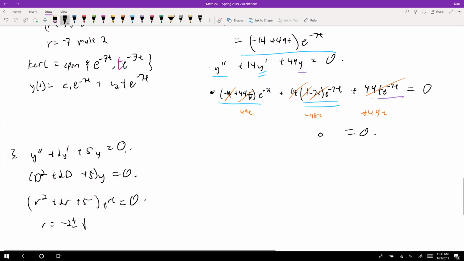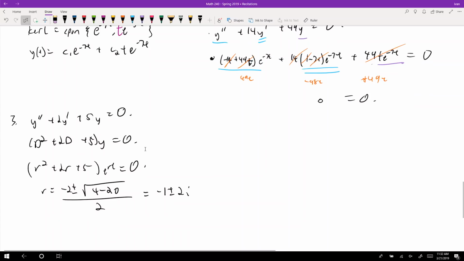So r is equal to negative 2 plus or minus root 4 minus 20. So you can't factor that polynomial. You have to use the quadratic formula. And you'll see that we get negative 1 plus or minus 2i. Okay, so we have complex roots.